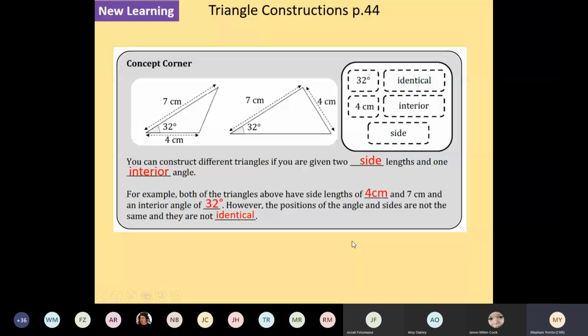However, the positions of the angle and sides are not the same and they are not identical. So, in the next example, or rather the next slide, I'm going to show you how to construct a triangle with such information. You guys may find this a bit quick, but you are going to be able to watch this back, and you are, from prior knowledge as well, you should be able to construct angles and sides of triangles anyway. So this is just a recap, okay?